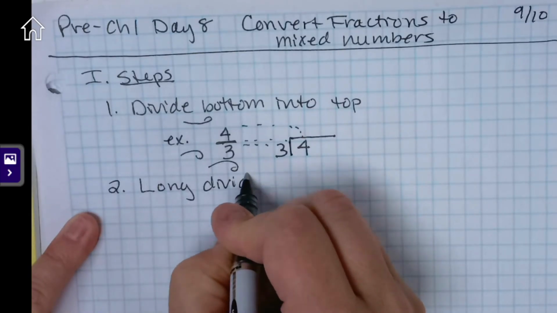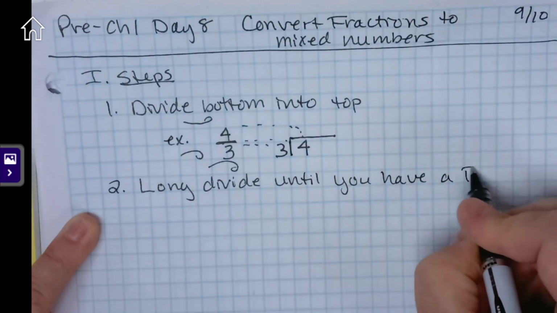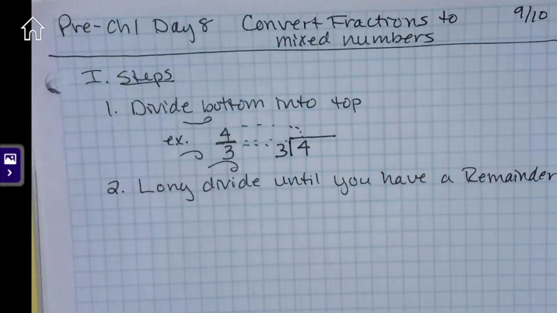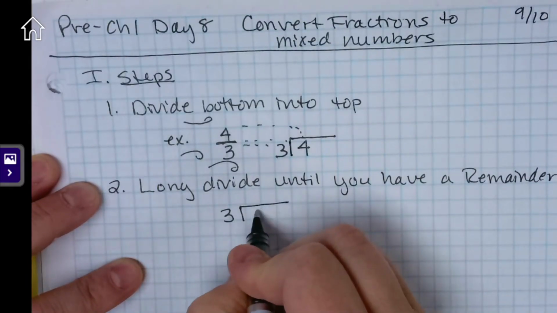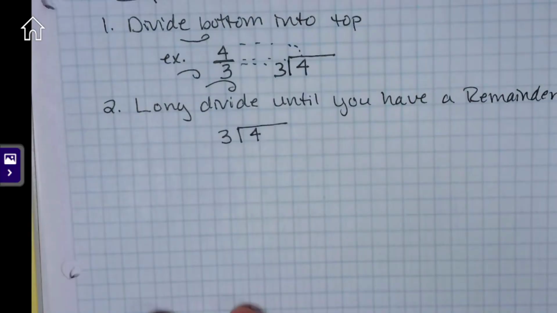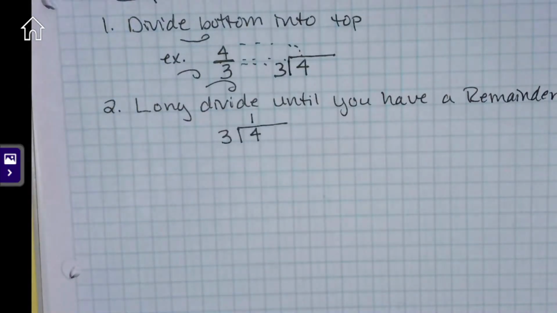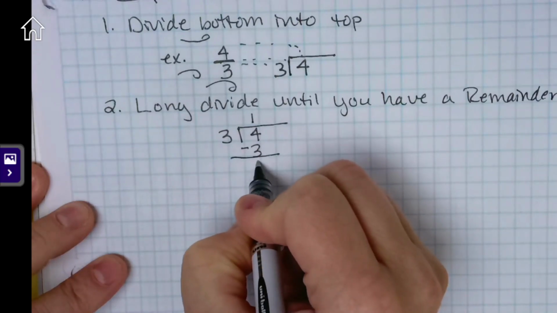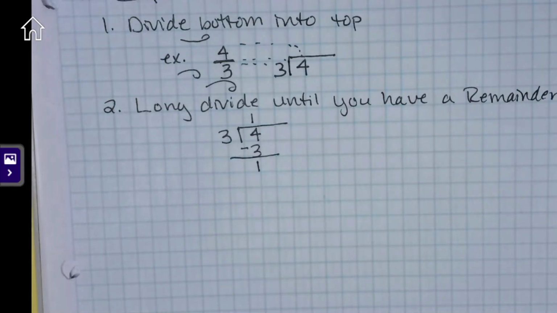Long divide until you have a remainder. If you don't remember long division, this is your chance to relearn it. 3 goes into 4. One time it goes above the 4. 1 times 3 is 3, and we subtract. When the number you get is smaller than a 3, you're done for this process.